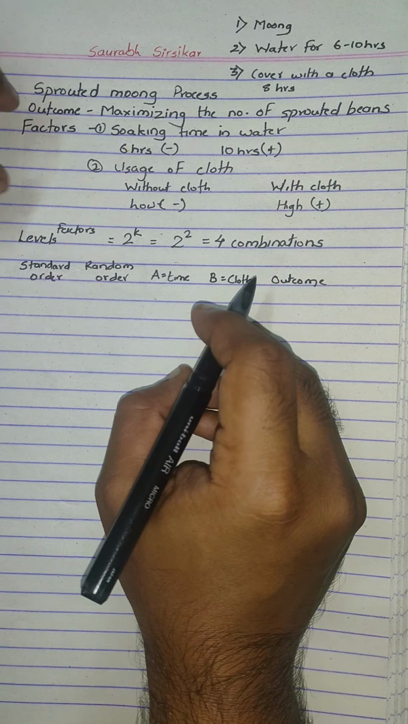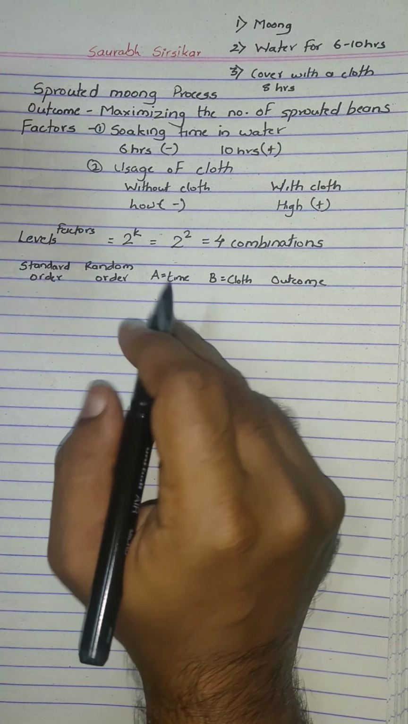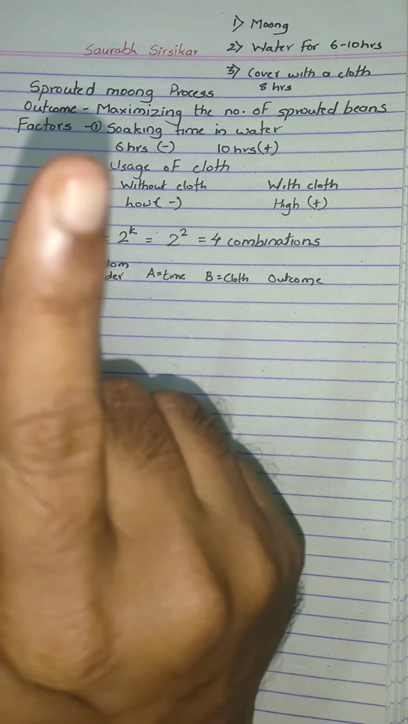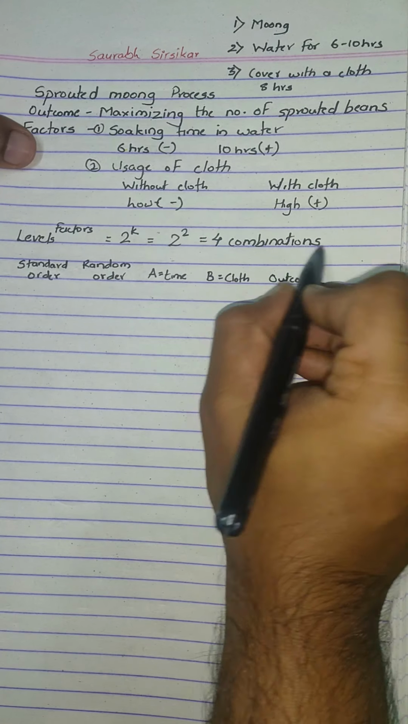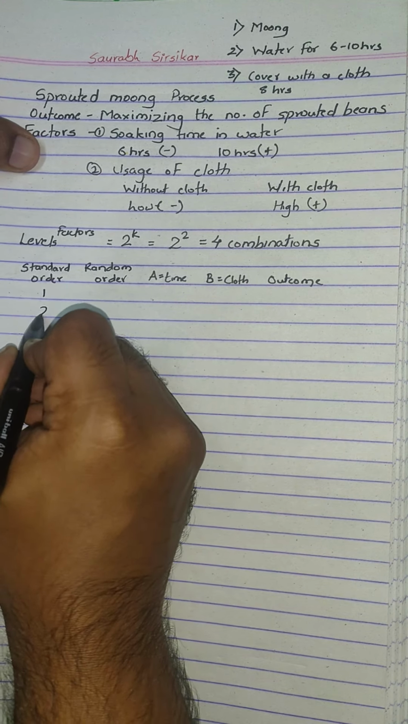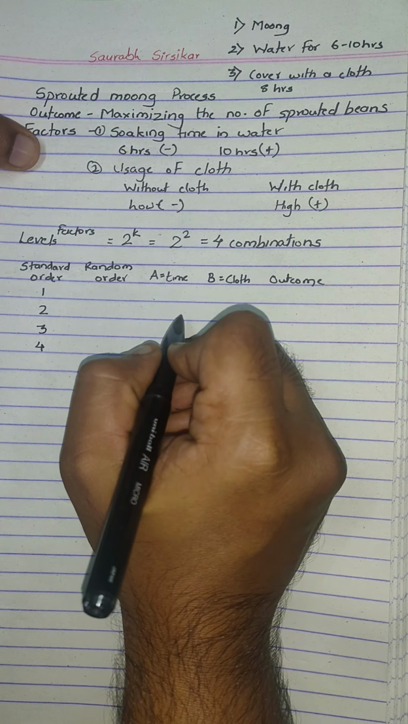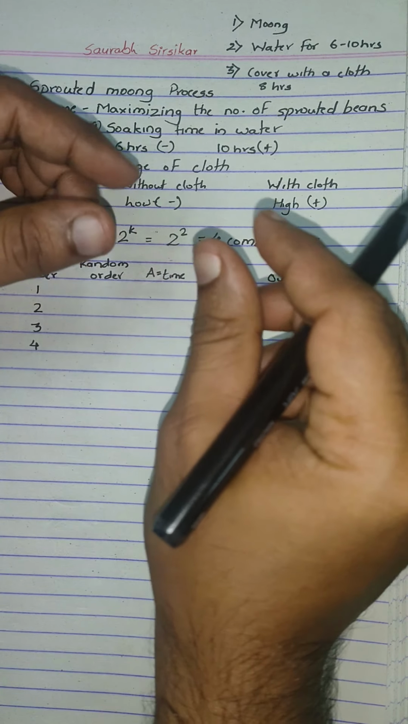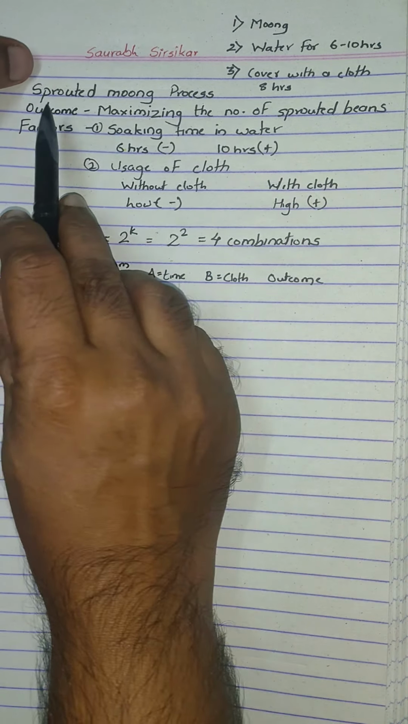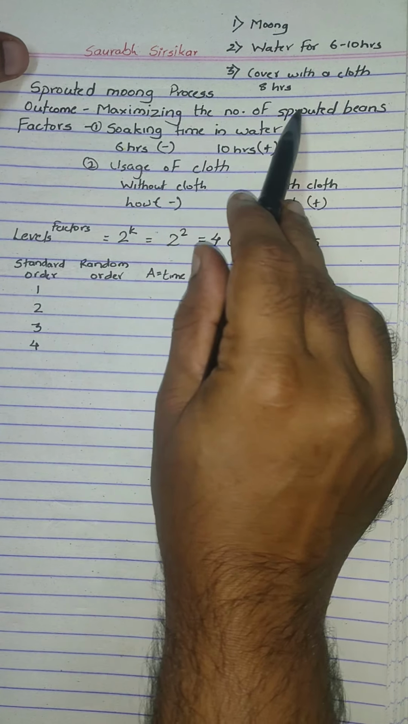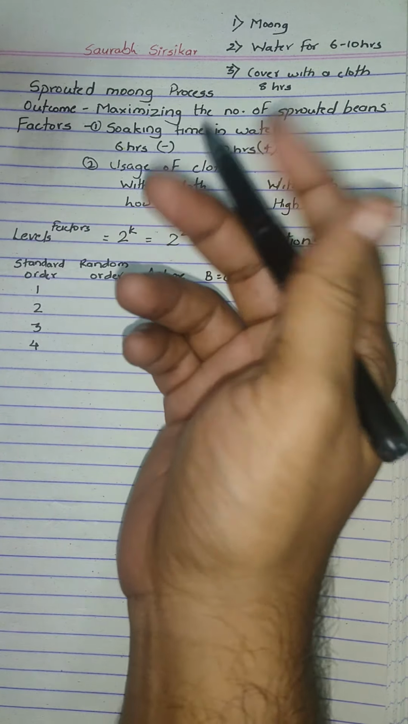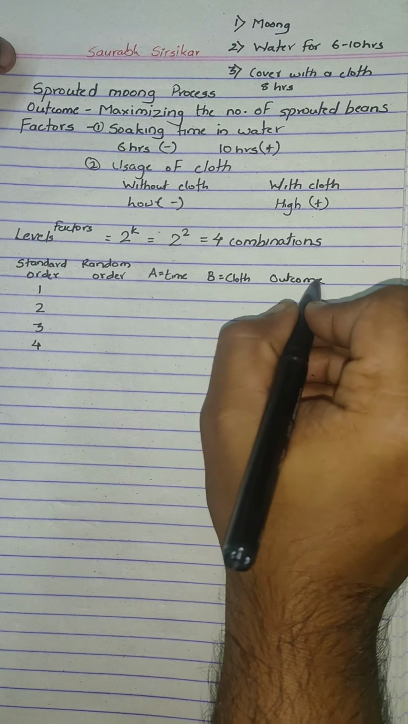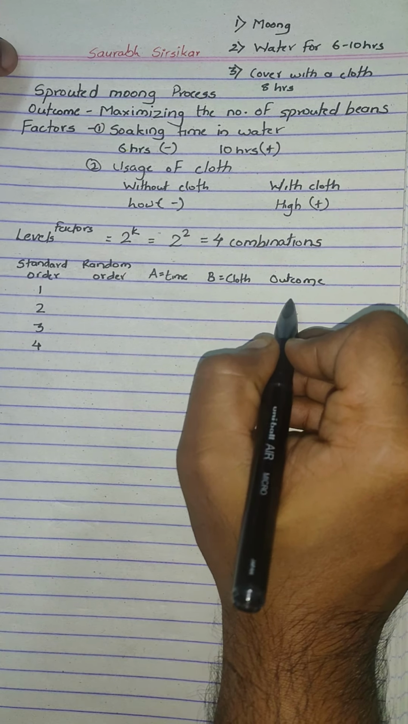So please understand that these are the two factors, and what we are going to measure after our experiment. If we take 100 beans in one run, we will have 4 runs, which I will number 1, 2, 3, 4. After each run I will measure how many of the 100 sprouted. What is our outcome? We want to maximize the number of sprouted beans. Some will sprout and some will not, so the number of sprouted beans is going to be our outcome.